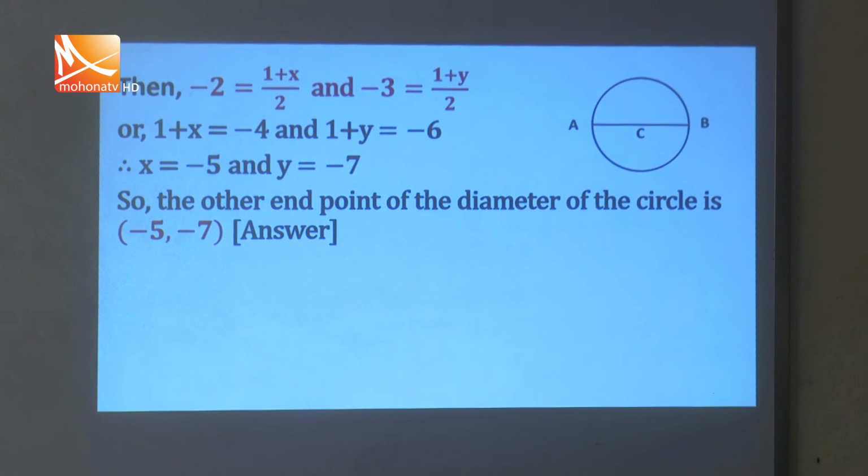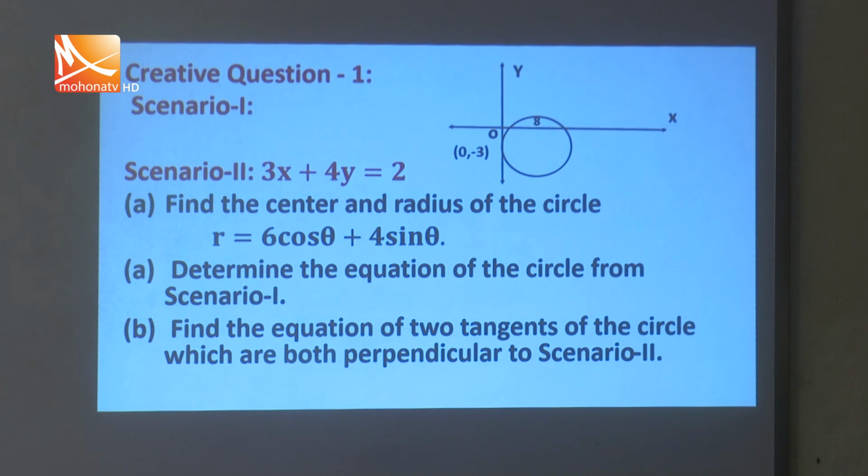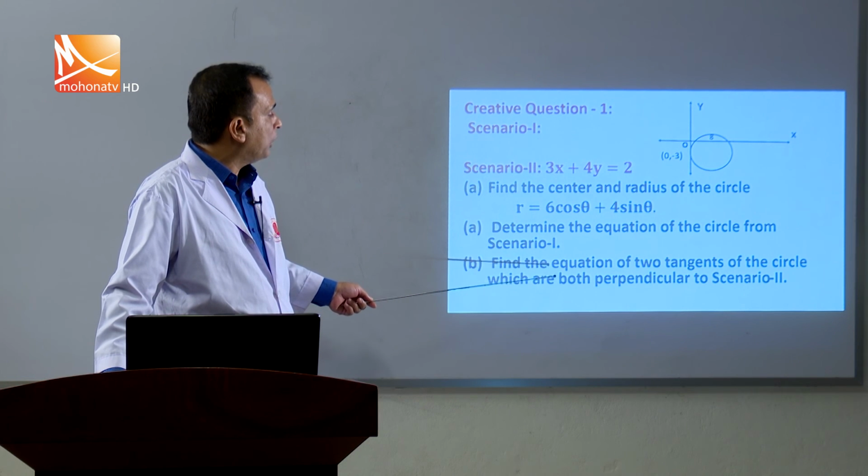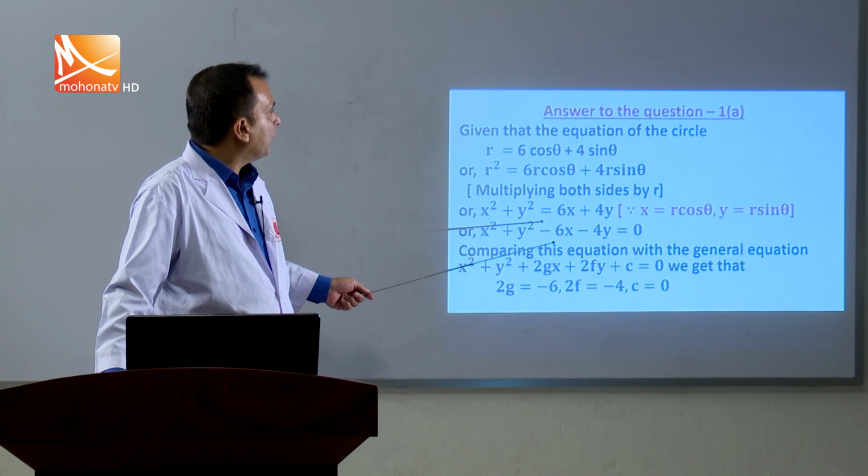Okay. Now we would like to discuss a creative question. You just see that scenario 1 and scenario 2. Scenario 1 is a diagram and scenario 2 is an equation of a straight line 3x plus 4y equals to 2. Question number a, find the center and radius of the circle r is equal to 6 cos theta plus 4 sin theta. Determine the equation of the circle from the scenario 1. Then question number c, find the equation of the tangent of the circle which are both perpendicular to the scenario 2.